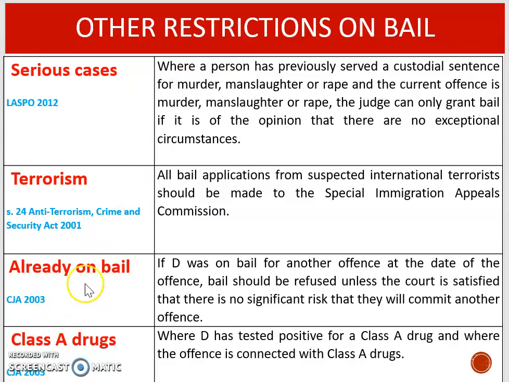And that comes from the Criminal Justice Act. And the final special situation for refusing bail involves Class A drugs. If our defendant or suspect has tested positive for a Class A drug, where the offence is connected to Class A, we can refuse bail in that situation.